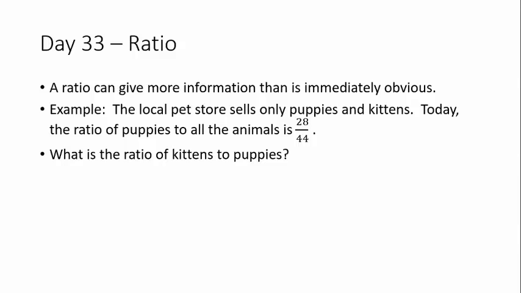Here's another example. The local pet store sells only puppies and kittens. Today, the ratio of puppies to all the animals is 28 to 44. So we know that there are 28 puppies and 44 total animals. The question is, what is the ratio of kittens to puppies?